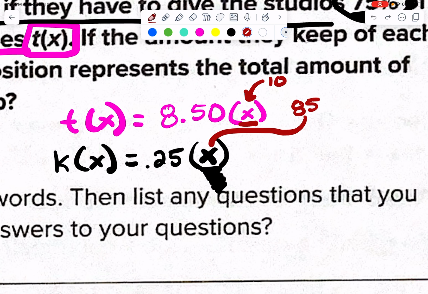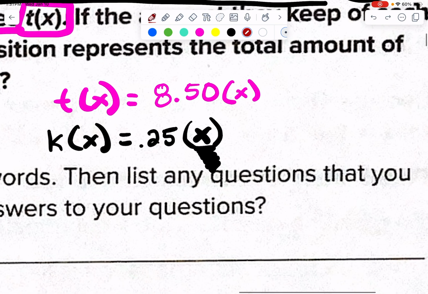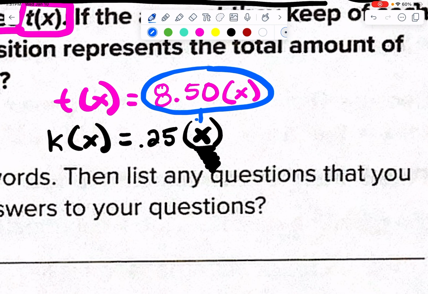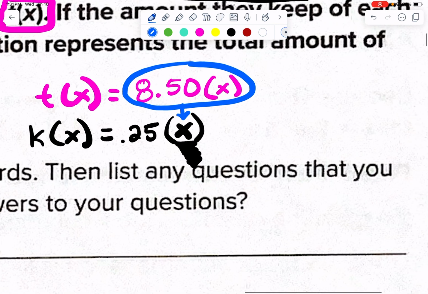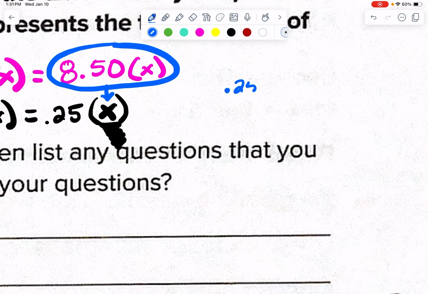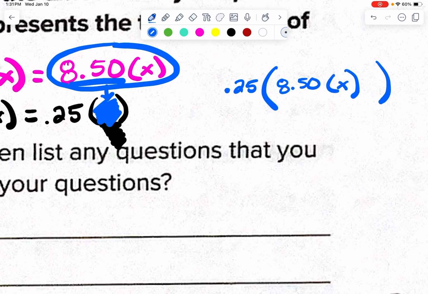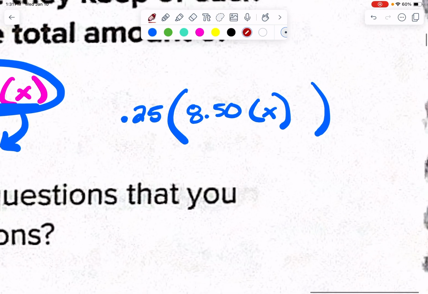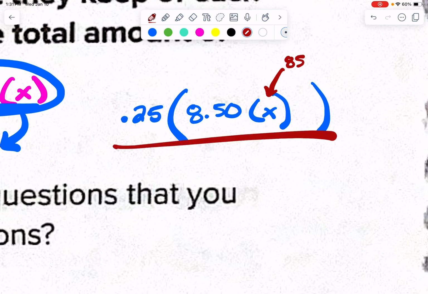But rather than doing that, to make life easier, I can take this entire function right here and shove it into there, and here's what it will look like. 0.25 times, instead of this x, which is getting deleted, it's 8.50 times x here. Like this function got shoved into there. And now all I have to do is plug 10 in here and then calculate that whole bit, and it's all ready to go for me.